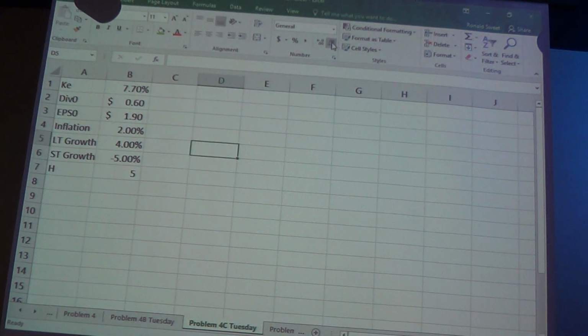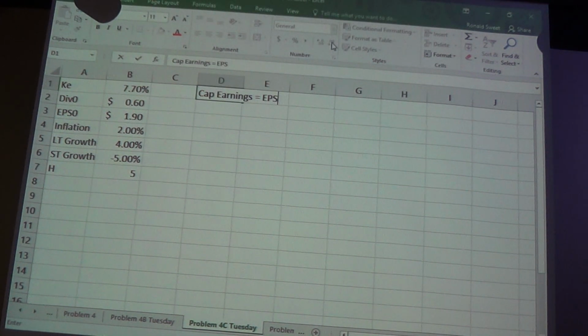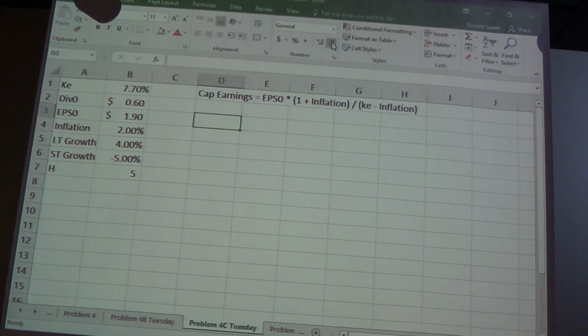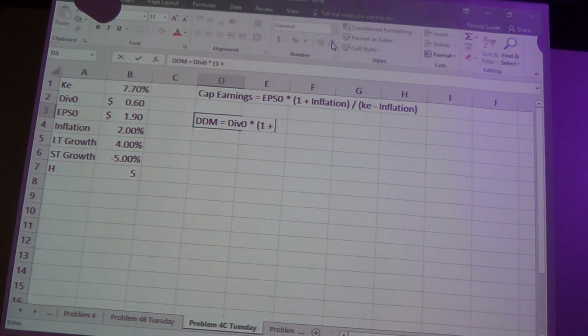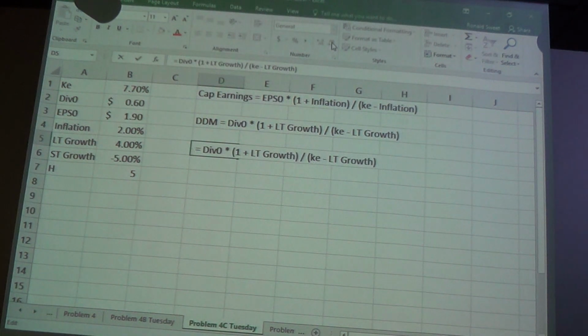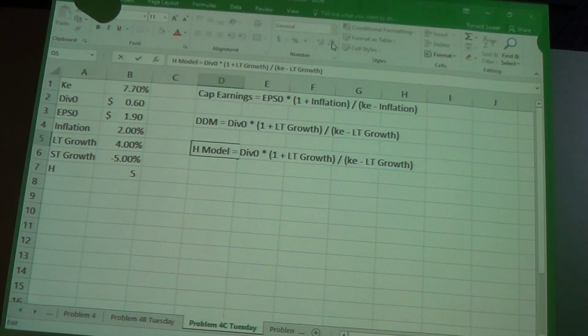Now it's just a matter of plugging. Right? Cap earnings equals EPS 0 times 1 plus inflation divided by KE minus inflation. And the dividend discount model is dividend 0 times 1 plus long-term growth divided by KE minus long-term growth. And in the H model, it's the dividend discount model.